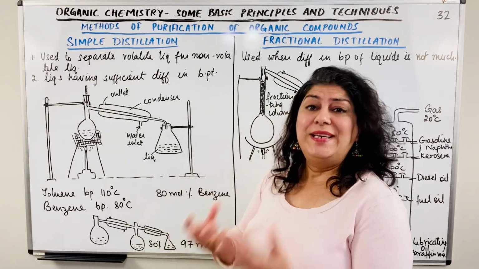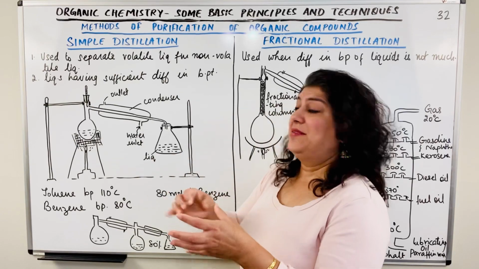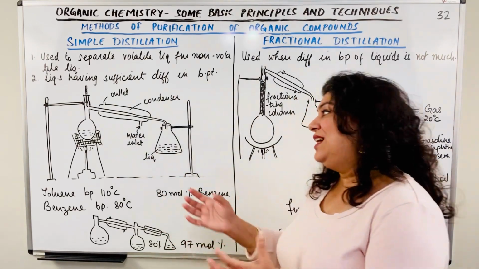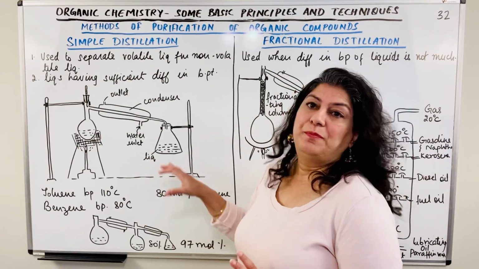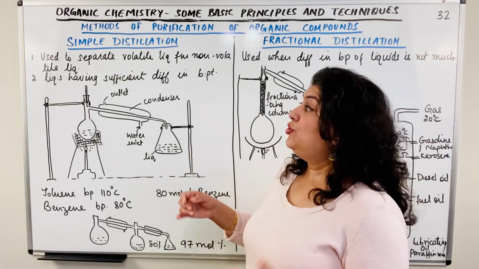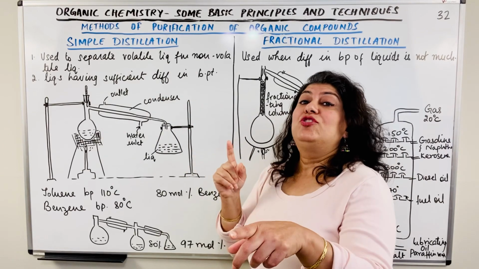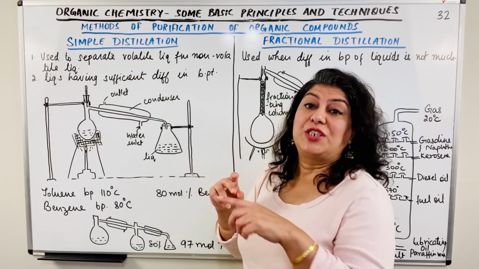In this, about 20 mole percent, 20 moles per 100 of toluene would also be there. So you will get a liquid of only 80% purity by simple distillation. So although distillation is a good technique to use, it is best to use distillation when you have a liquid with an insoluble solid, or a soluble solid like salt and water.